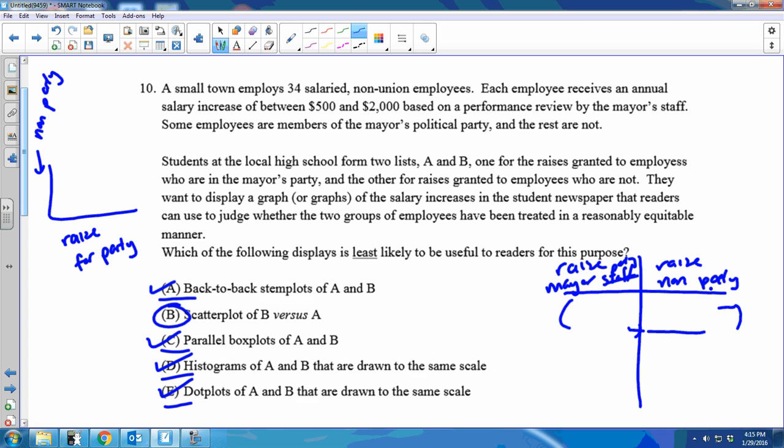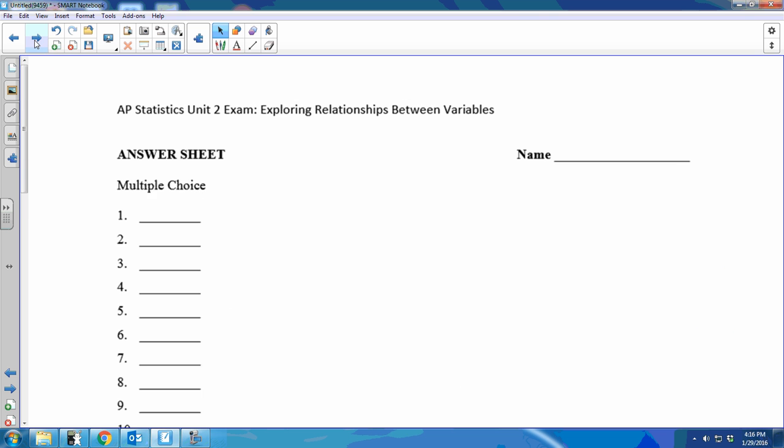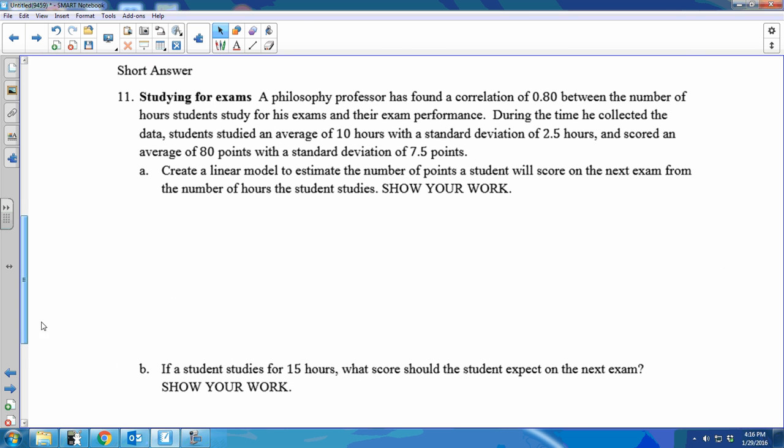So there's your multiple choice. Some of them are more difficult than others. You definitely had to know residuals. You had to know how to use a regression equation. You had to know how to write an equation from computer output. You had to be able to read a scatter plot and read a residuals plot. All those things came in handy. So let's look at the short answer.